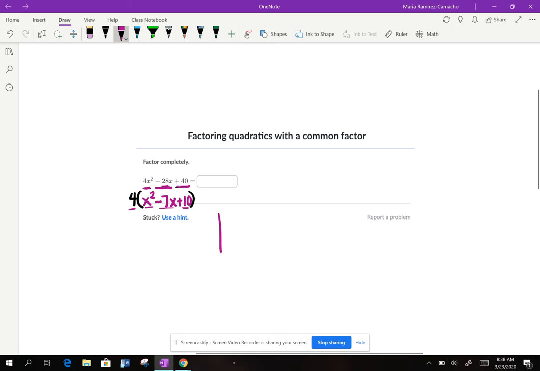Okay, let's make a generic rectangle. We're only going to use what we have inside the parentheses. So x squared down here, positive 10 up here. Multiply these two to get the top of the diamond. That's 10x squared. Okay. The x term is what goes on the bottom, minus 7x in this case. Two terms that multiply to 10x squared and add to negative 7x are negative 5x and negative 2x.